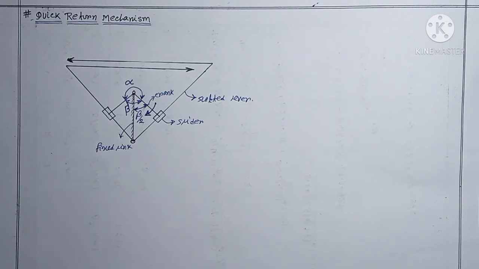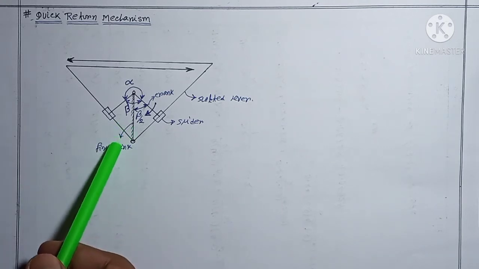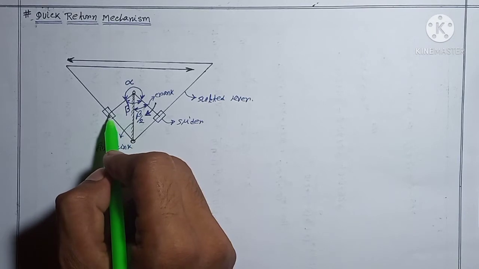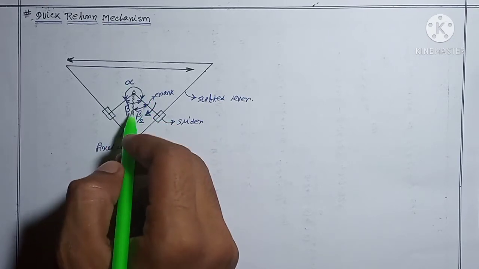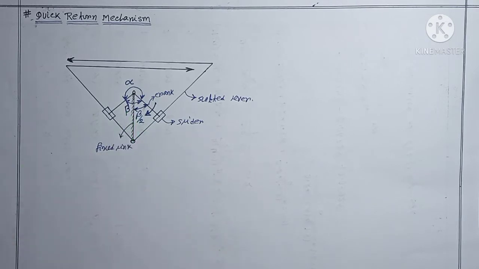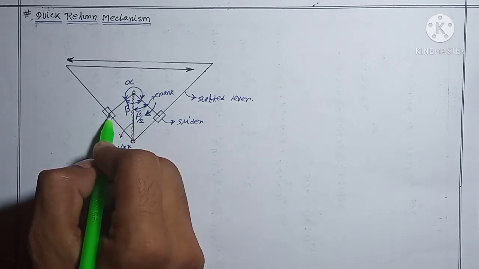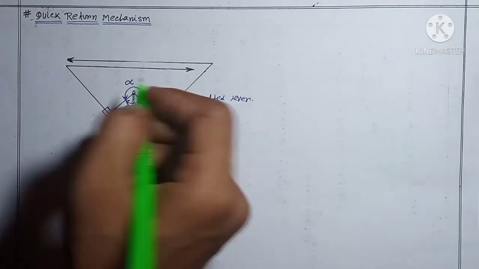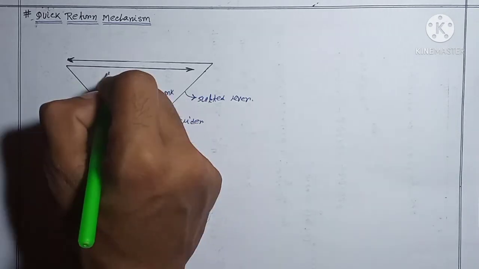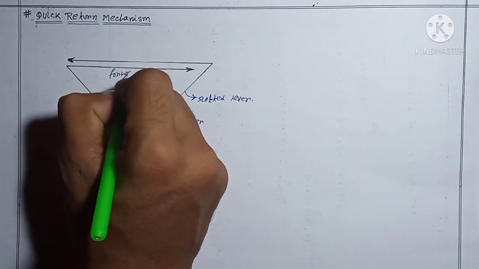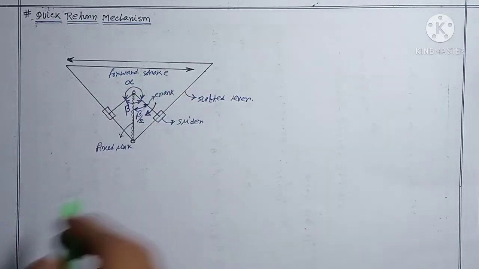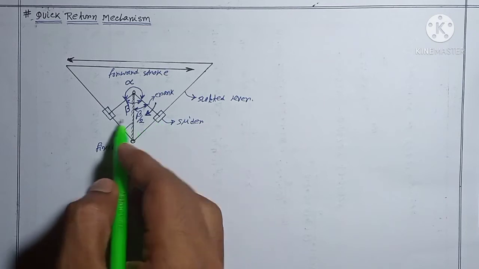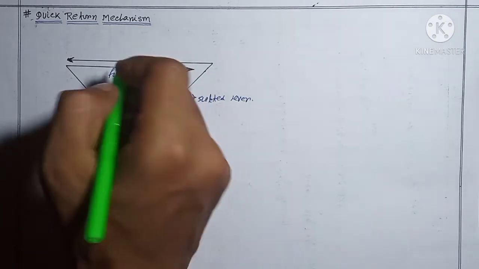Now from the diagram you can say, when the slider goes from here to here, it covers an angle alpha which is greater than the angle beta, and during this movement of the slider it completes its forward stroke. Again when the slider comes from here to here, it completes its return stroke.